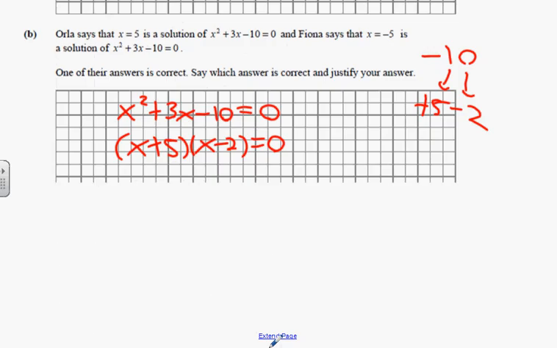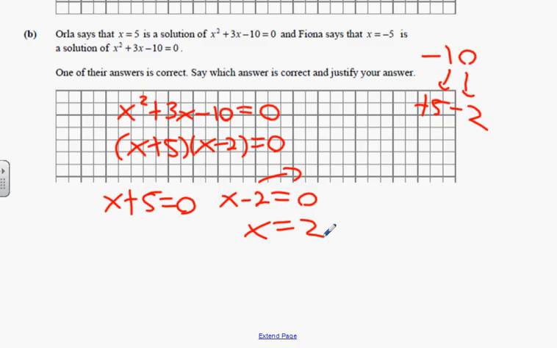Okay, next part after that. Do you check if it's right first? X plus 5 you could do. Multiply it back out. It is correct. X minus 2 equals 0. And then you solve it. X equals plus 2. And x equals minus 5. So minus 5 was the correct answer.